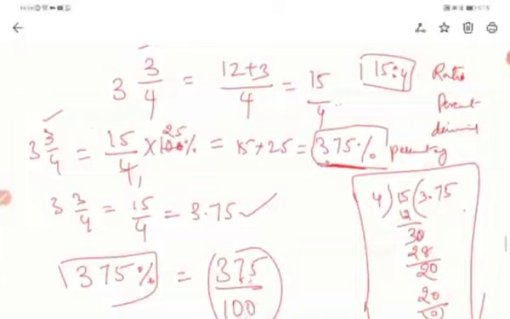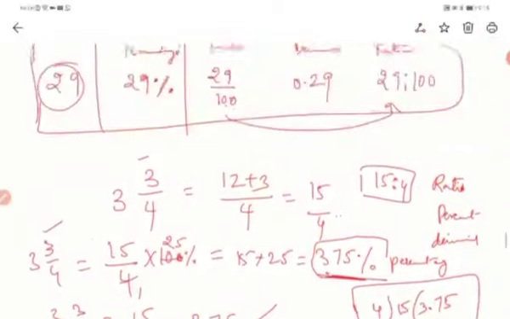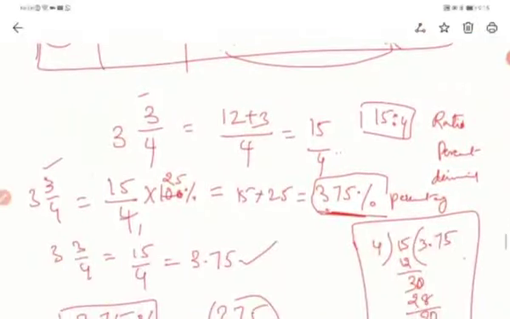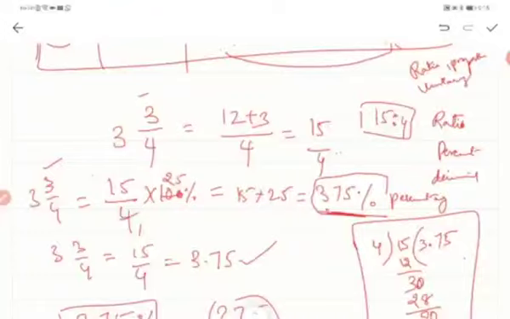Alright, so this was about your percentages and the whole ratio unit, basic arithmetic. We had seen ratio, proportion, unitary method, and then we came across percentages. So I hope you enjoyed this chapter.